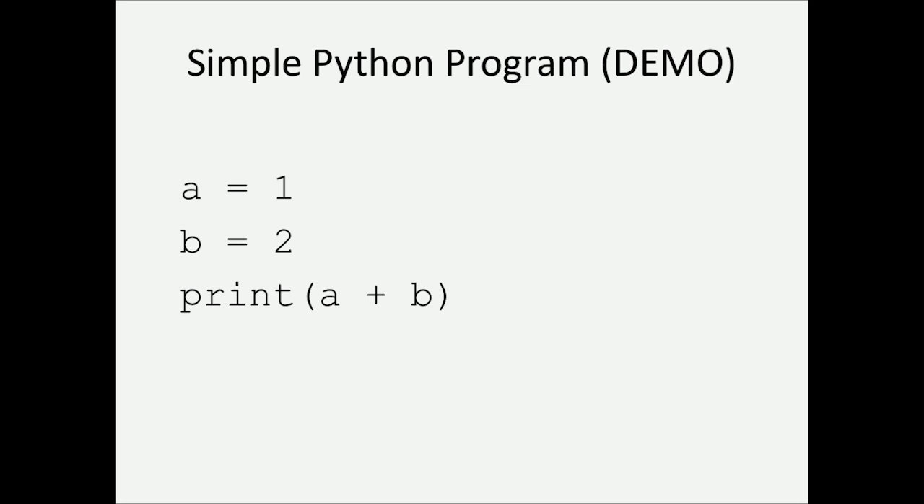Well, what should it do? We told it that A is a name for 1, and we told it that B is a name for 2. So when it says A plus B, it should figure out that A is 1 and B is 2. It should add them together. It ought to get 3. And let's see if it does.